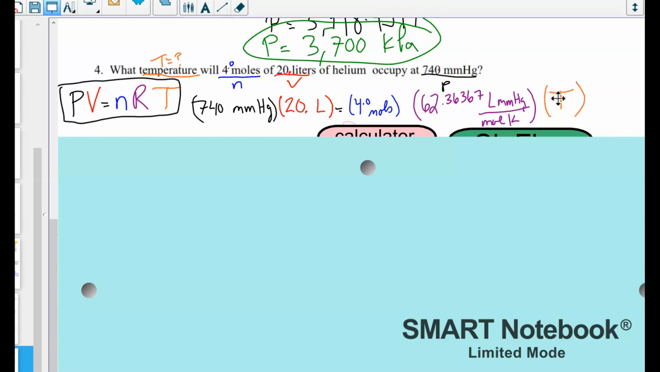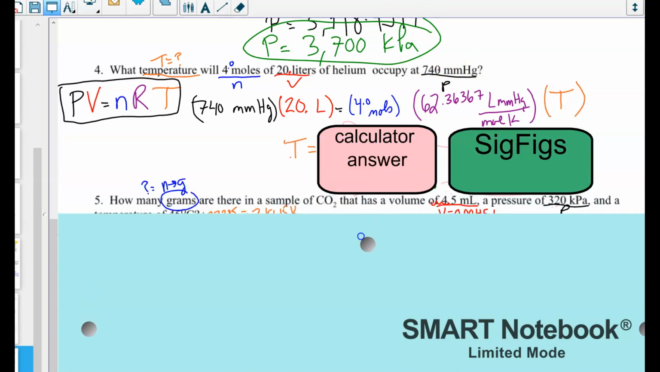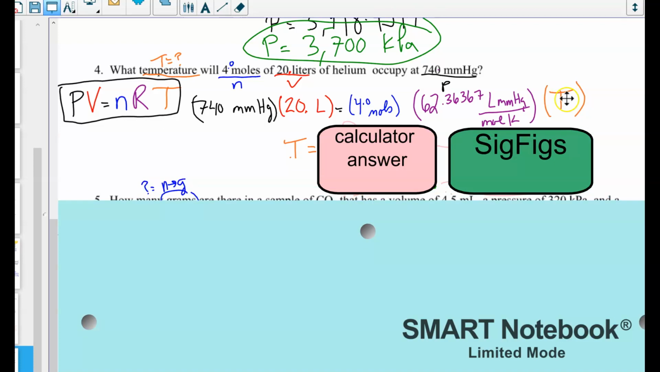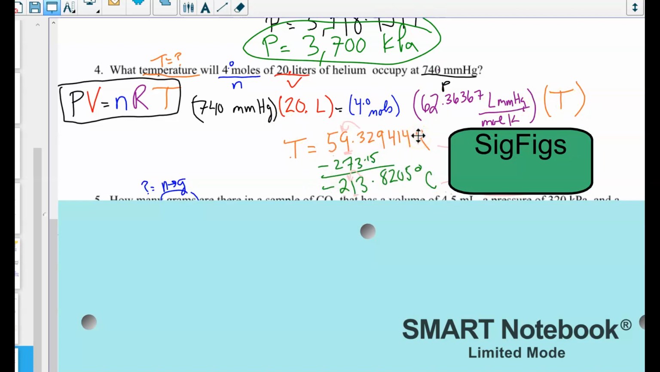And then temperature, we're trying to solve for. Okay, so we're going to isolate and solve. We would divide these out. And here's what your calculator is going to tell you. It's going to tell you 59.329 Kelvin.